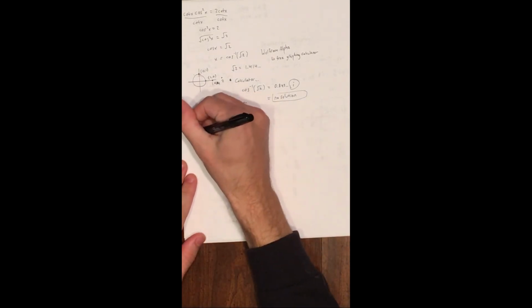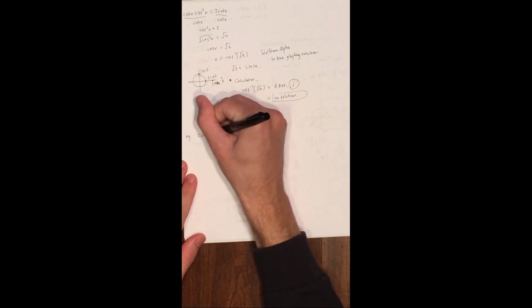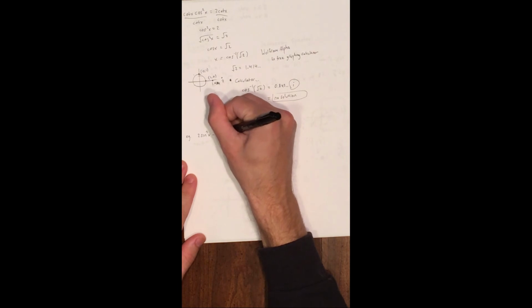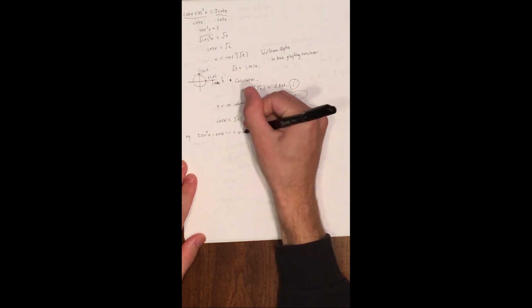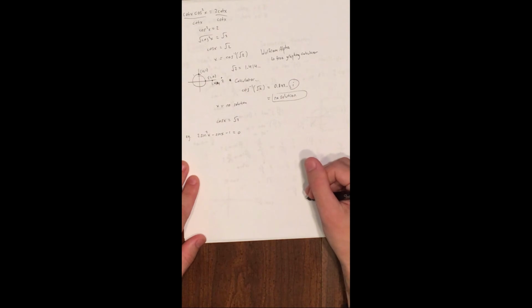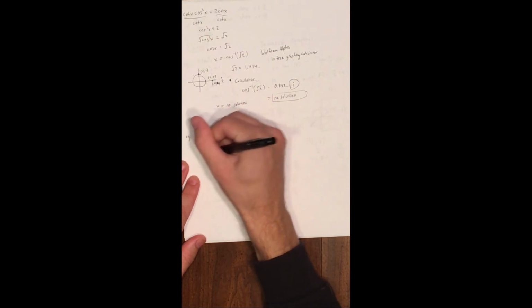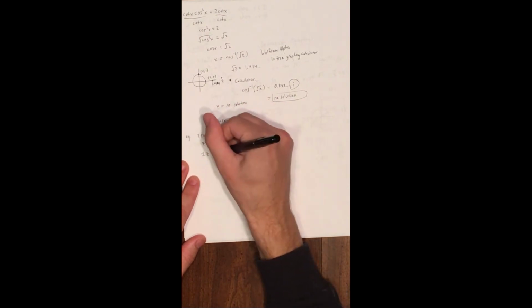We have 2 sine squared of x minus sine of x minus 1 is equal to 0. So here we're going to try and factor this like it is a quadratic equation. Sometimes I find it helpful to not think about all these signs and just use a variable instead. So if we set z equal to sine of x, this would be equivalent to 2z squared minus z minus 1 is 0.